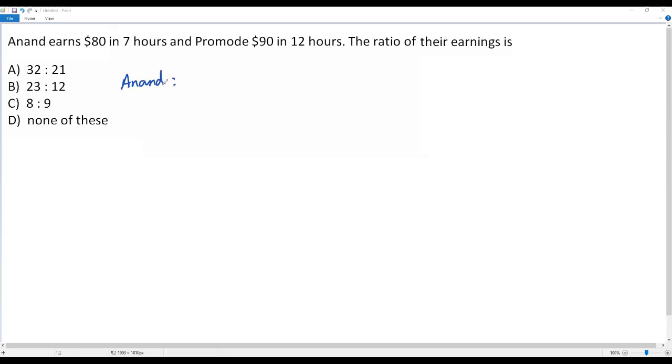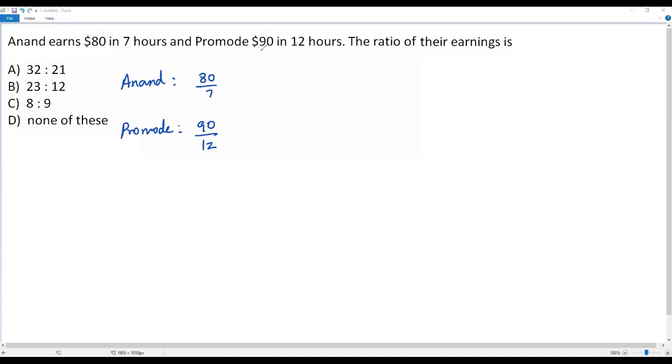So to find the earning of Anand in 1 hour, I have to divide the given earning by the given time. That is 80 over 7. So this is the earning of Anand in just 1 hour. The same thing we have to do for Pramod. Let me do it. So the earning of Pramod is equal to 90 divided by 12. That is, he is earning $90 in 12 hours.